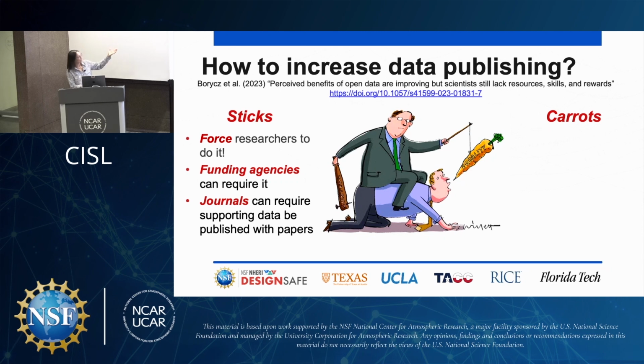The other thing is journals, of course, can require supporting data be published with papers. I think the earth sciences are doing that much better than engineering. In engineering, there's always this cop-out. You can always say, data will be available upon request. And it's a complete cop-out. And I think we need to move beyond that.